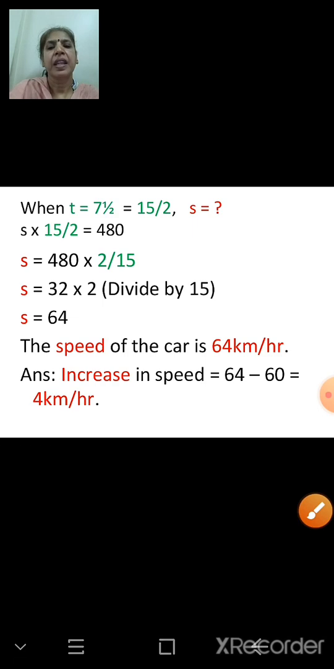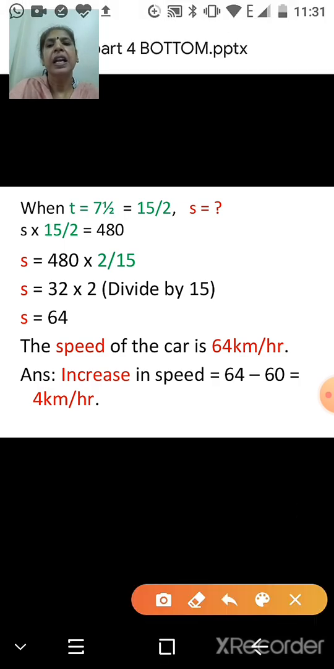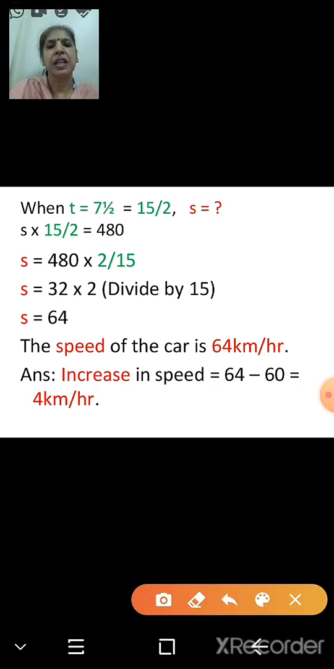Now in the equation of variation, next values we are going to substitute. The next pair of values given is time is 7.5 hours. It is a mixed fraction, so we are going to write it as an improper fraction. How do we do it? 2 multiplied by 7, 2 7s are 14 plus 1. So it is 15 upon 2. This value of T, 7.5 hours, is 15 upon 2.